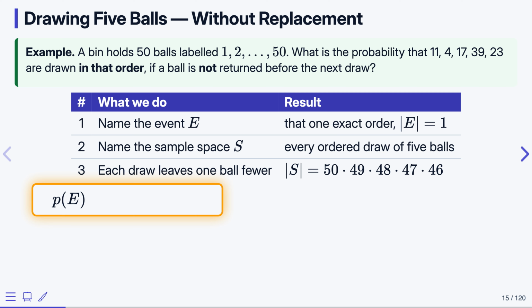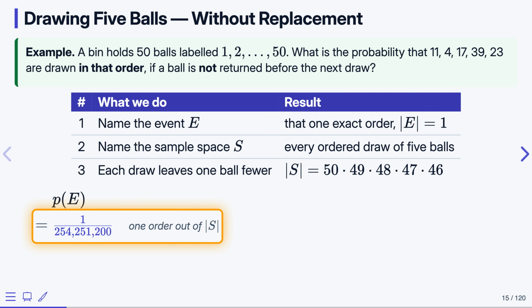Now the working. We begin with P of E. Multiply those 5 numbers. The product is 254,251,200, so the probability is 1 over that.